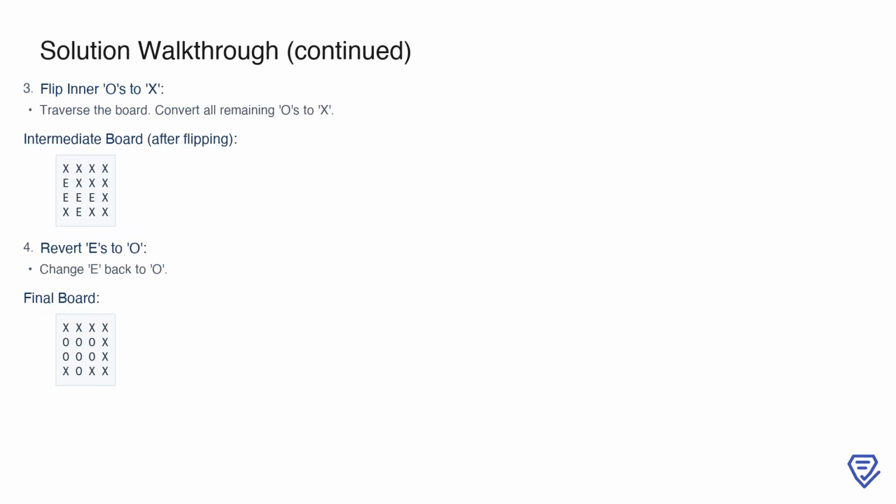With the border-connected O's marked, we now flip any remaining O's to X, as these represent captured regions. After traversing the board and performing the flips, the intermediate board shows all inner O's converted to X, leaving only the E's intact. Finally, we revert the E's back to O to restore the border-connected regions. The final board demonstrates that no O's were captured in this example, as all the regions either reached the border or were part of the border itself.